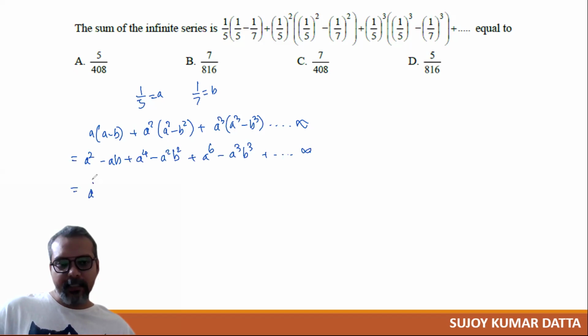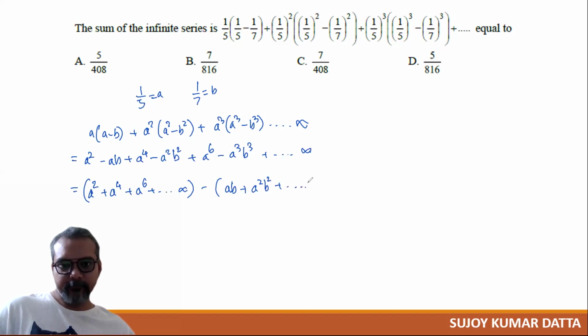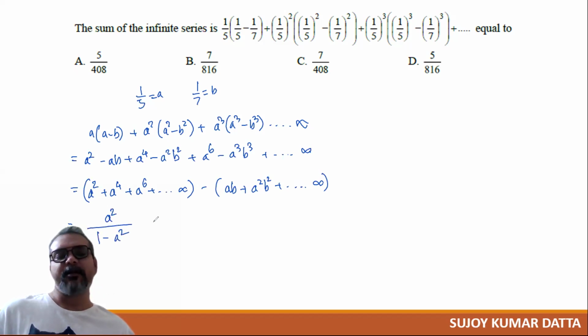Now group the A terms separately and the AB terms separately. Now this is an infinite GP with the first term as A squared and the common ratio A squared. So it's the first term divided by 1 minus R. Then minus this, where the first term is AB. The common ratio is also AB.